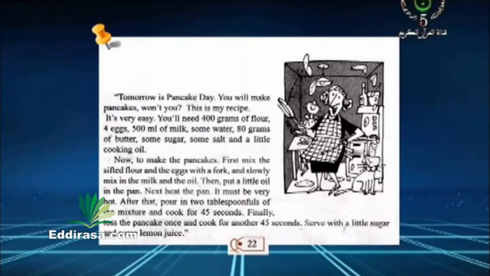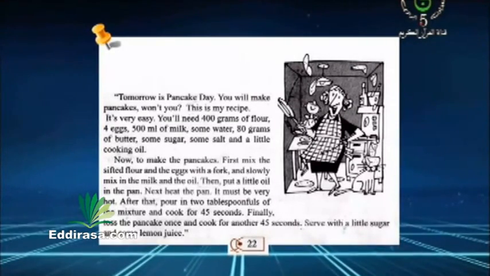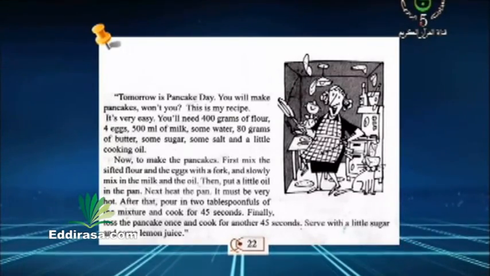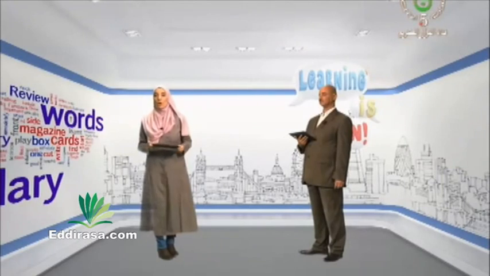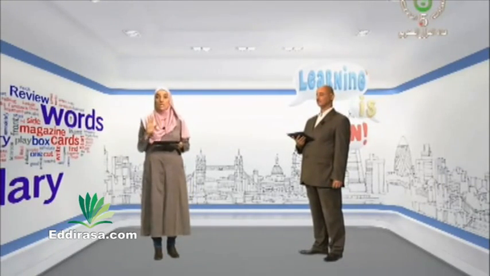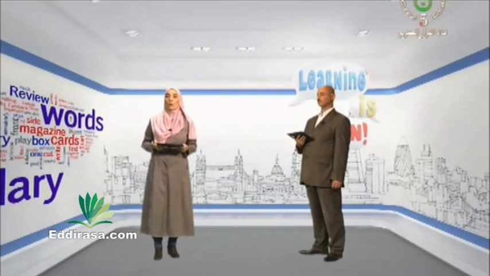As Mr. Zian said, it's time to take your school books, page 22, and read the pancake recipe in order to do activity number 1, which is cross the wrong ingredients. Remember, guys, I said cross. I didn't say circle, okay? Understand the instruction properly, okay?